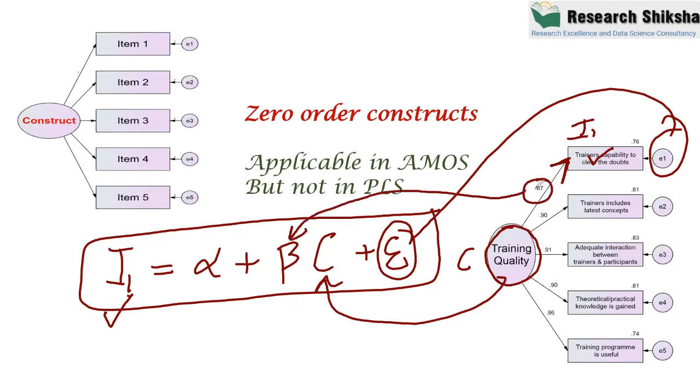But this beta is a standardized beta, and for a standardized beta, alpha is always 0. So we write the equation with alpha equal to 0, because beta is my standardized beta. We assume alpha is 0 in all these equations. Beta is represented by 0.87 in this case. C is the construct and E is the error term which is represented here. So this is the mathematical representation of the constructs.